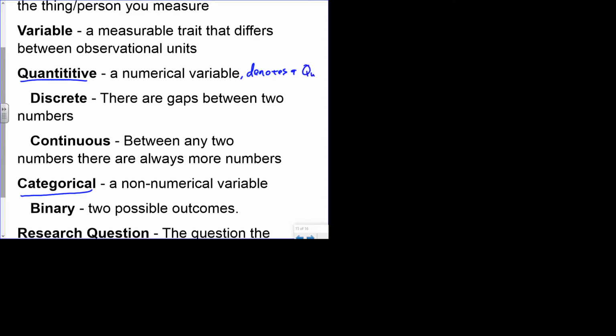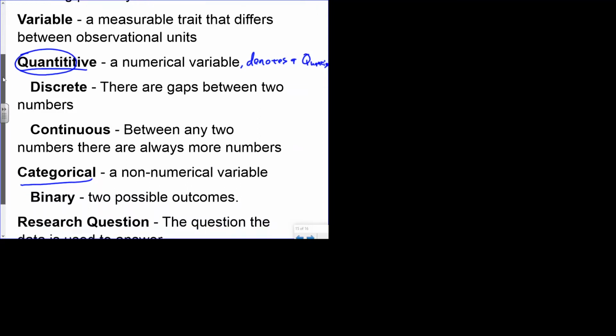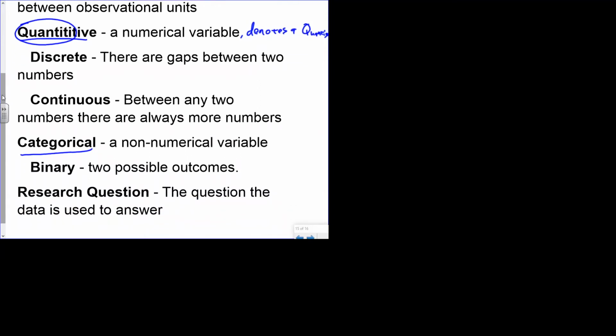And I say that because a lot of people think, okay, if there's a number, it's quantitative. If it's not a number, it's categorical. Well, that's not necessarily true. Quantitative means it has to denote a quantity of some sort, a certain amount. And I say that because, well, here's an example of a categorical variable that could use a number. Let's say zip code.